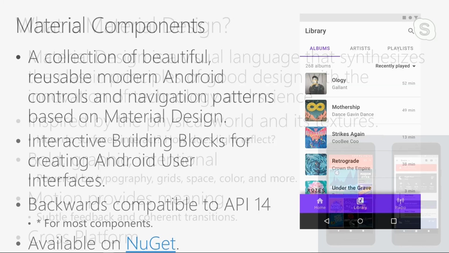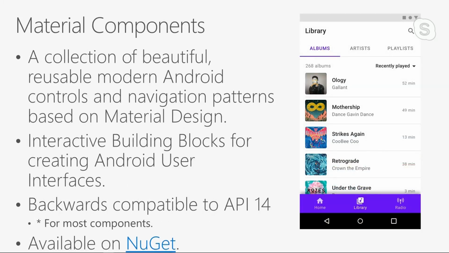So material components, however, are a collection of just these beautiful reusable controls that Google has provided that are based off of material design. And really, you can use these as the interactive building blocks for all of your Android user interfaces. The cool part about material components is you're going to have a beautiful app while using them, and they're also backwards compatible to API 14. And API 14, for those who don't know, is pretty old nowadays, which means that you're going to be able to support probably 98 to 100% of the modern day market.